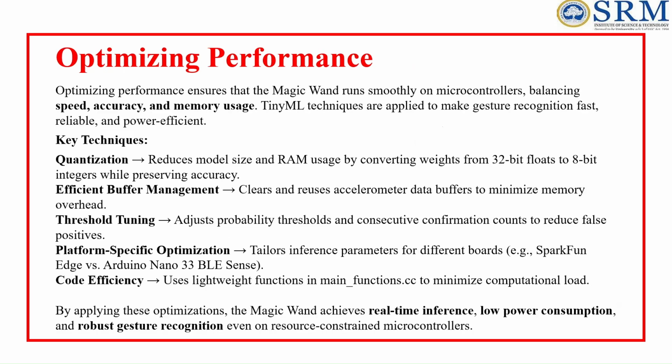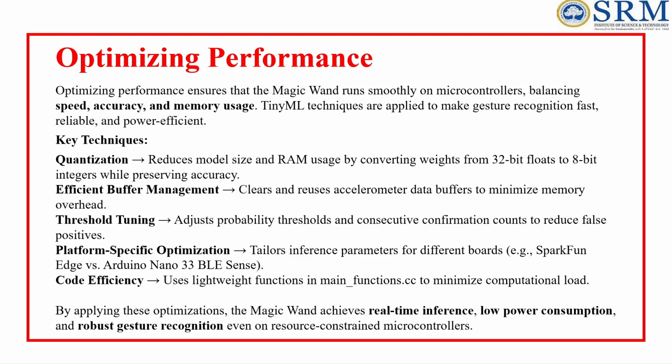Now, once the model is on the microcontroller, we want to make sure it runs smoothly. This brings us to the next important step, optimization. There are several techniques used to optimize TinyML applications. First comes quantization. As we discussed, this reduces model size and RAM usage by converting floating point weights into integers. For example, a 20 KB float model might shrink to less than 10 KB after quantization. This not only saves memory but also speeds up computation.